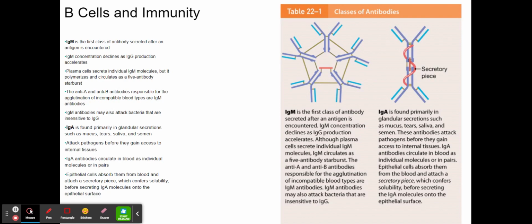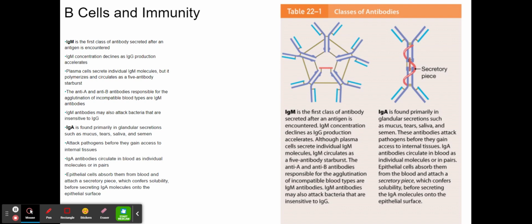IgM is the first class of antibodies secreted after an antigen is encountered. IgM concentration declines as IgG production accelerates. Plasma cells secrete individual IgM molecules, but it polymerizes and circulates as a 5-antibody starburst. The anti-A and anti-B antibodies responsible for the agglutination of incompatible blood types are IgM antibodies. IgM antibodies may also attack bacteria that are insensitive to IgG.